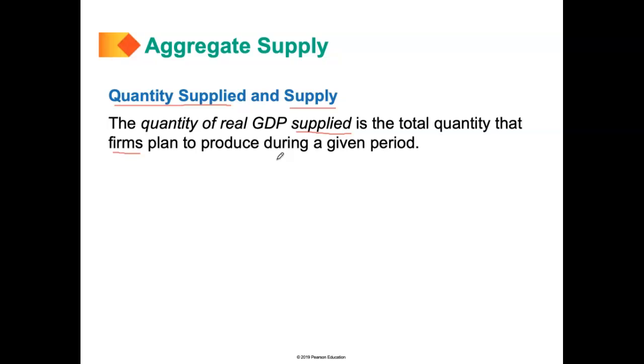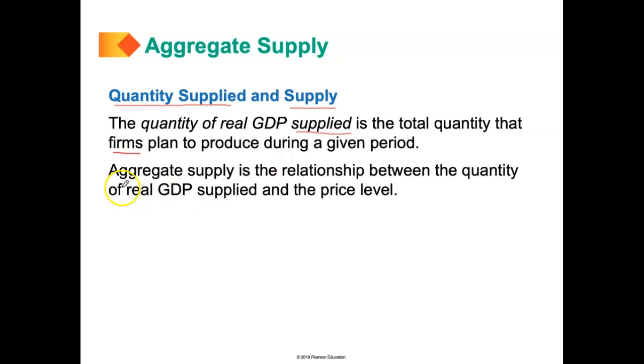Now, aggregate supply looks at the relationship. Aggregate supply is different from the quantity of GDP supplied. Aggregate supply explores the relationship between the quantity of real GDP supplied and the price level. So we're looking at how the quantity of real GDP supplied, or the total quantity that firms plan to produce in a given period, is related to the price level in the economy.